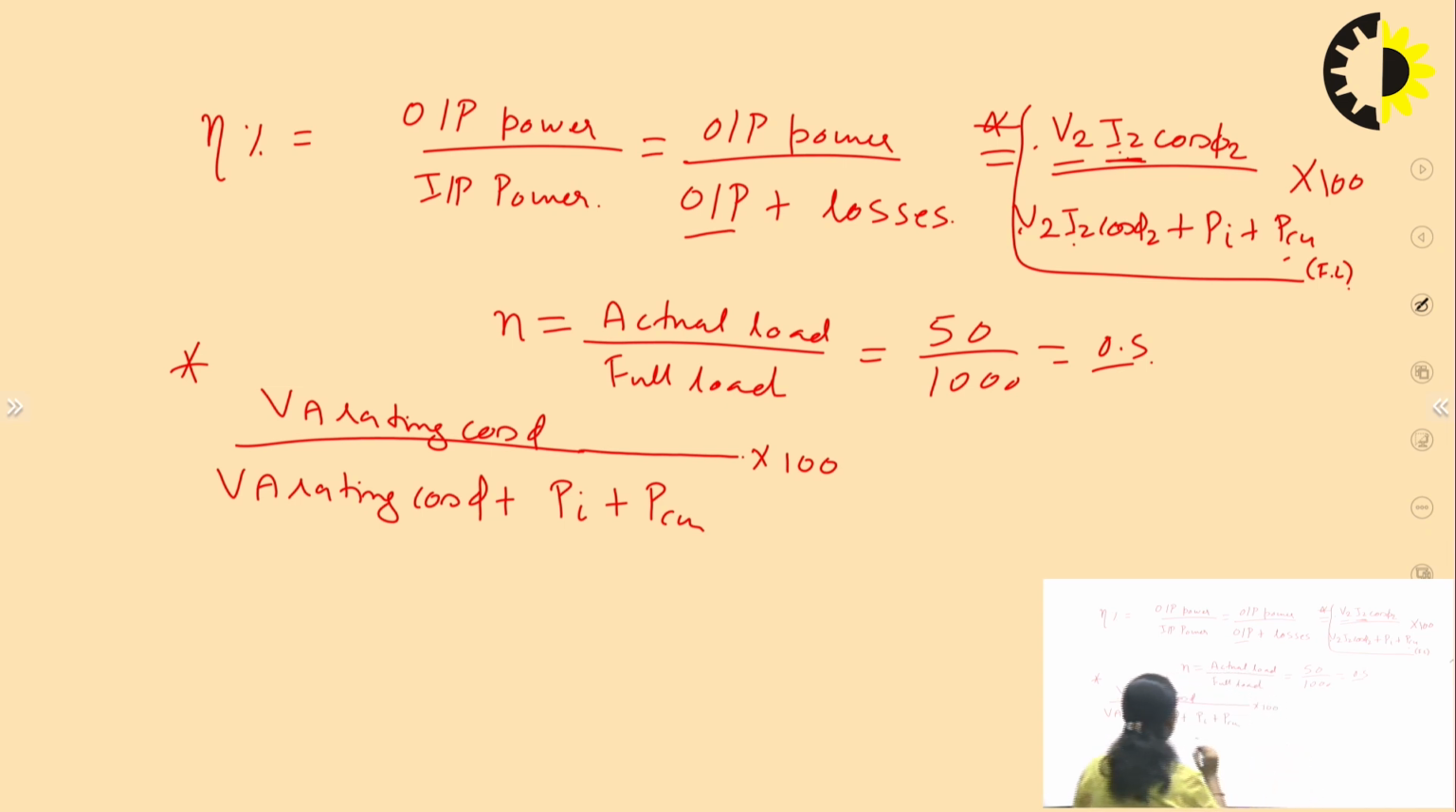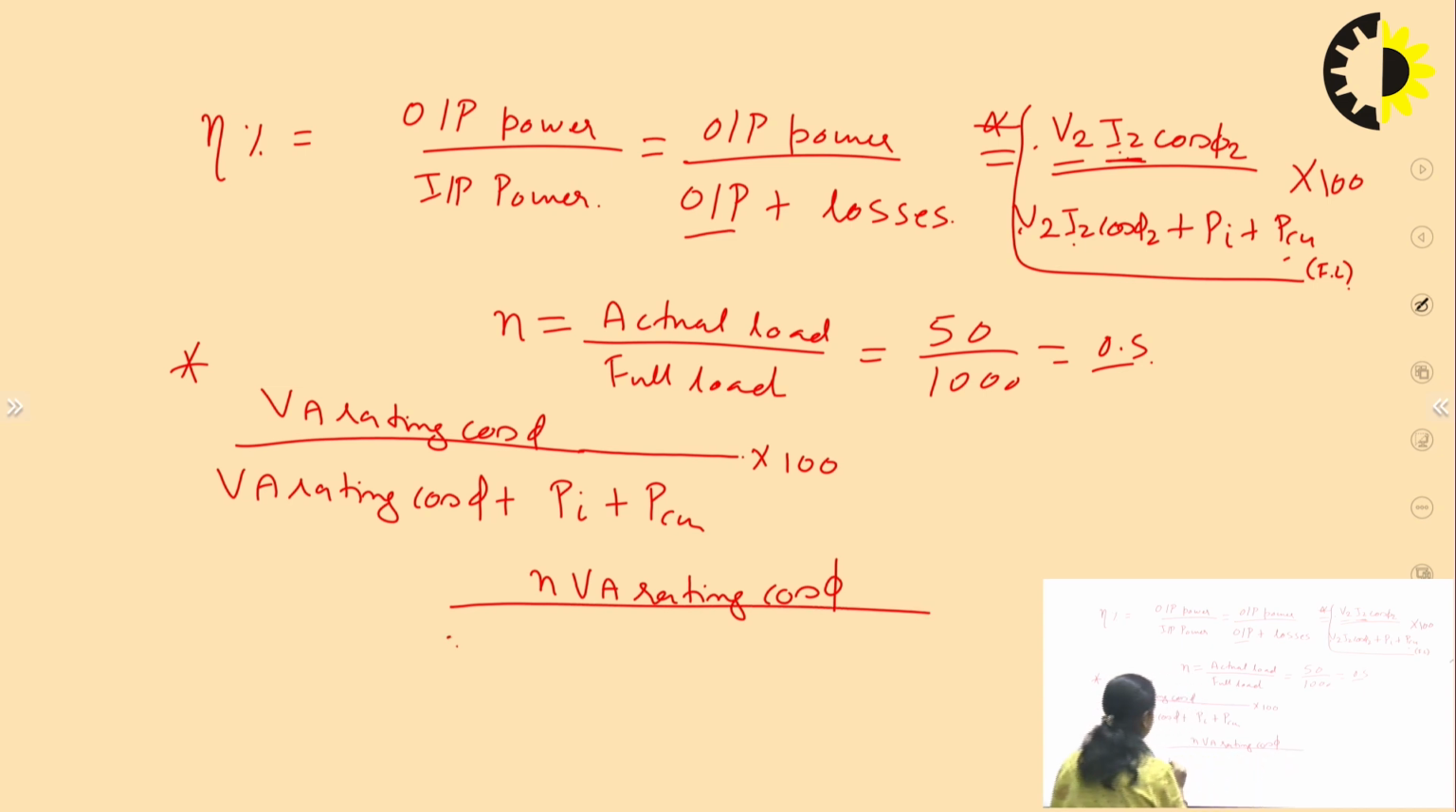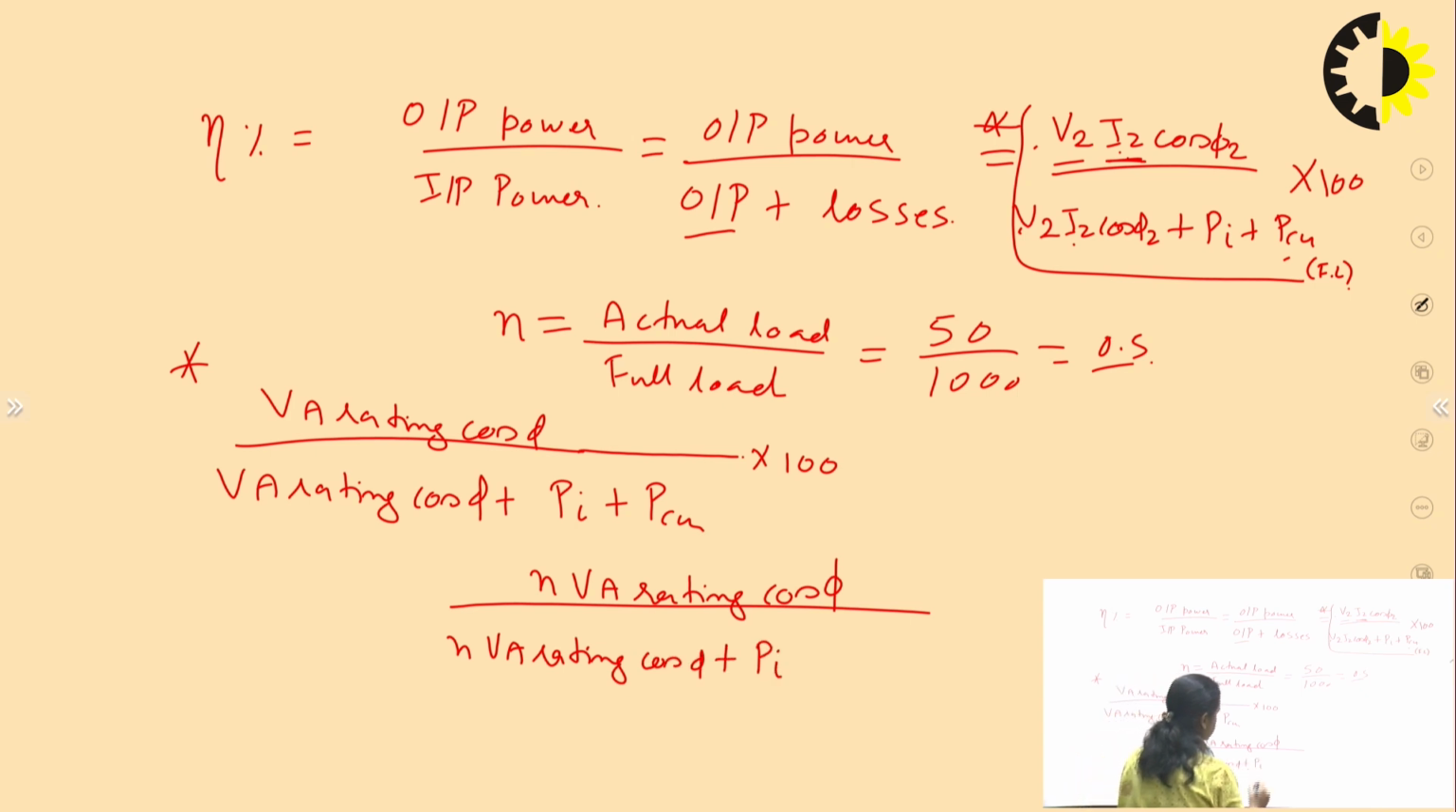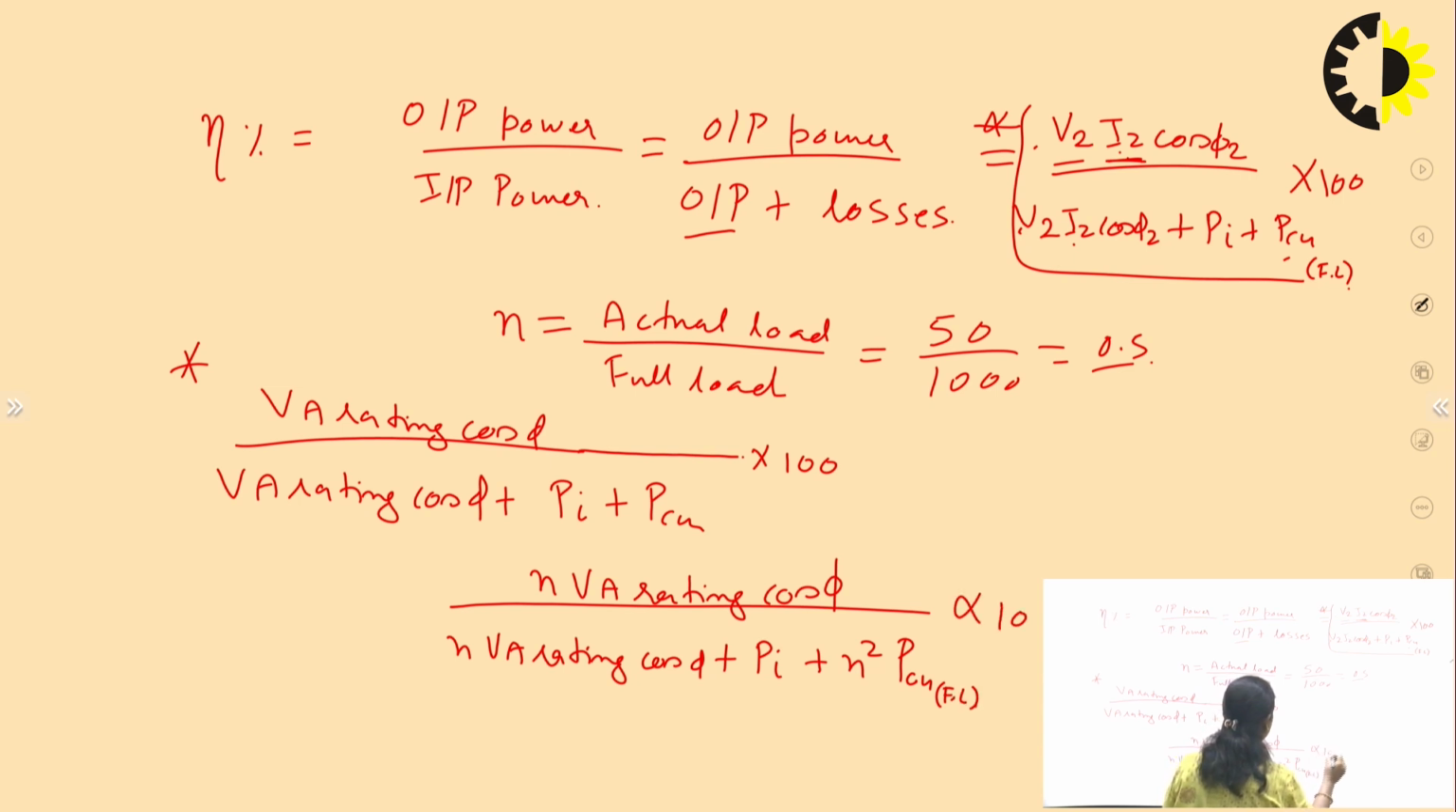So now the efficiency at some particular fractional load will become n VA rating cos phi divided by n VA rating cos phi plus iron loss plus n square copper loss at full load, into 100, right? So this is how you can find efficiency at some particular fractional load.